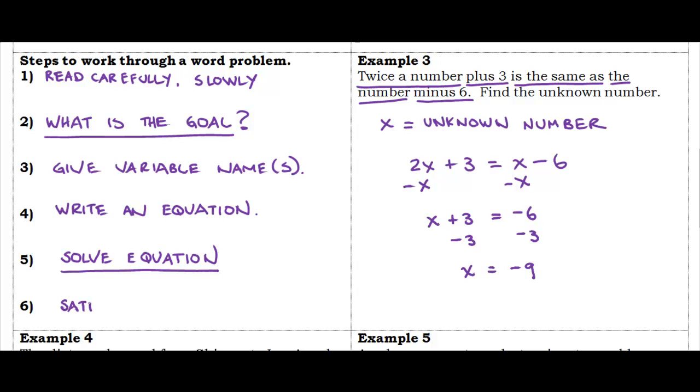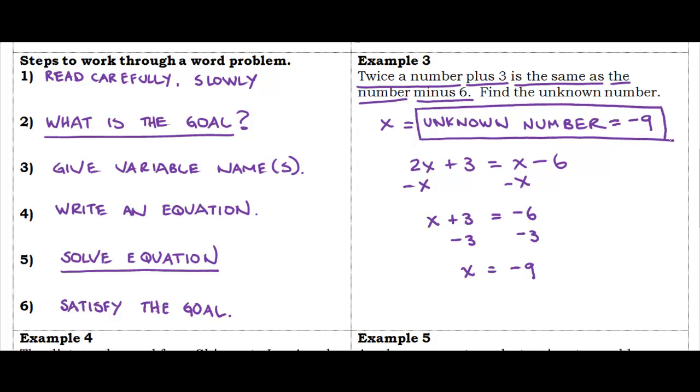Satisfy the goal. We made up x. What is x? The unknown number. So who is the unknown number? Negative 9. I'm going to want you to link the words with the answer. Joe's age, 9 years. Sally's salary, $1,000. X is just a temporary tool that we use, but once we get X, we go back to the actual word goal.